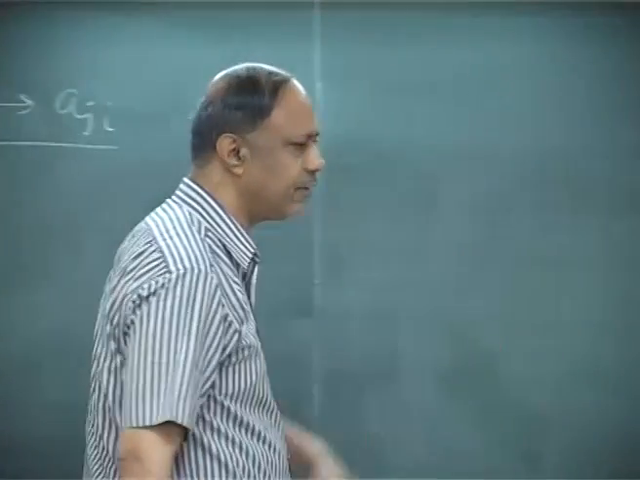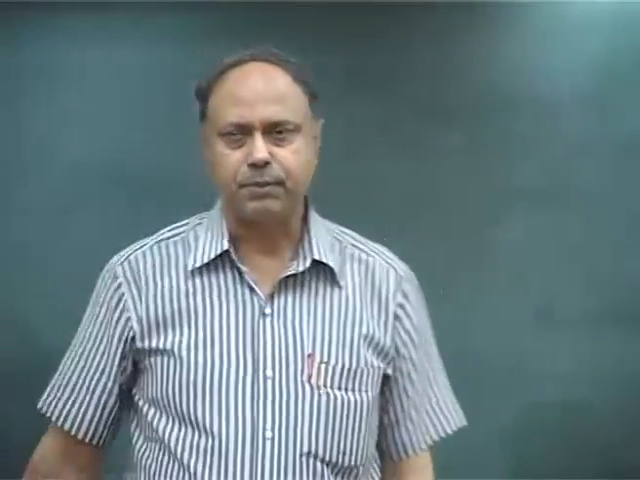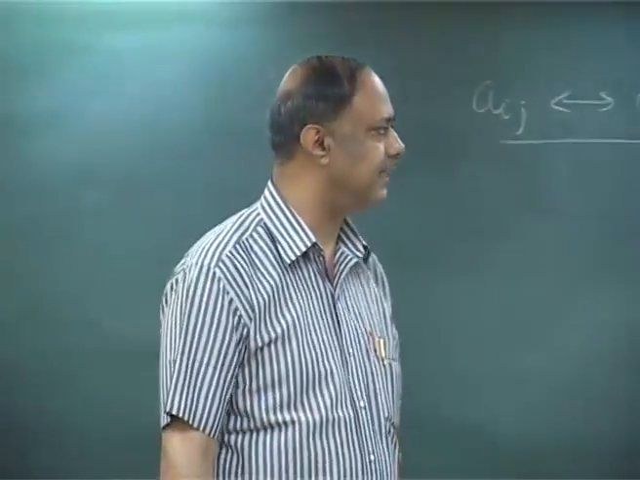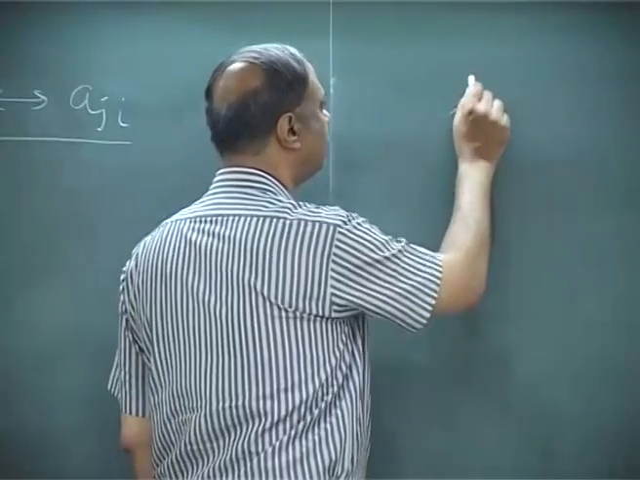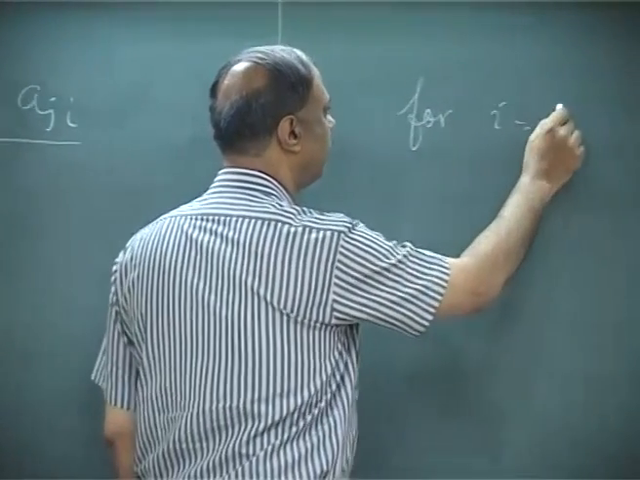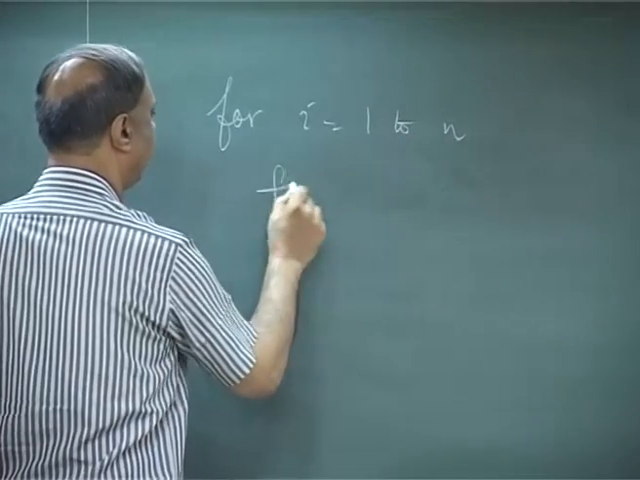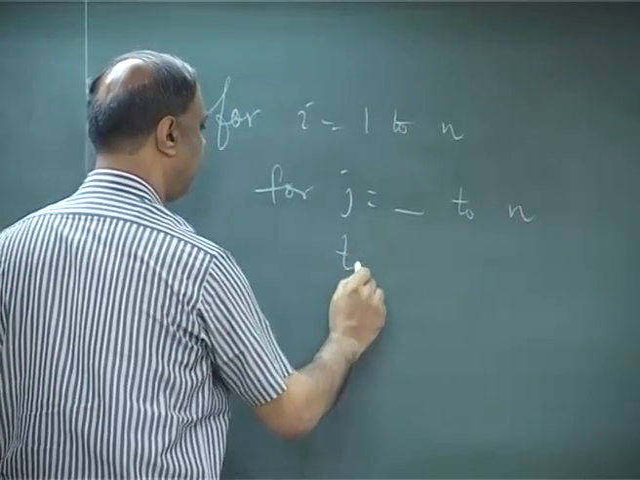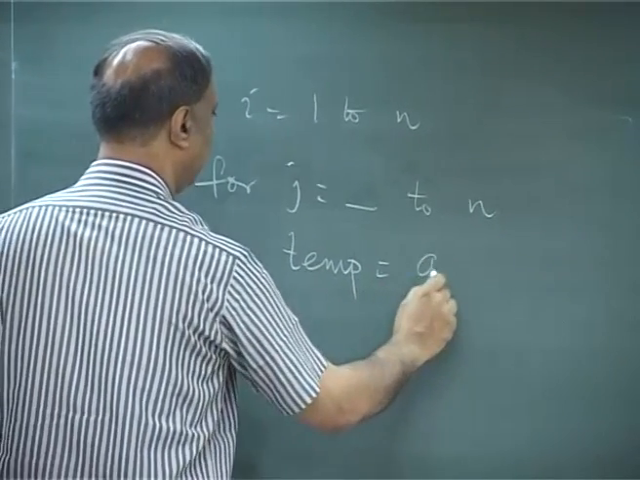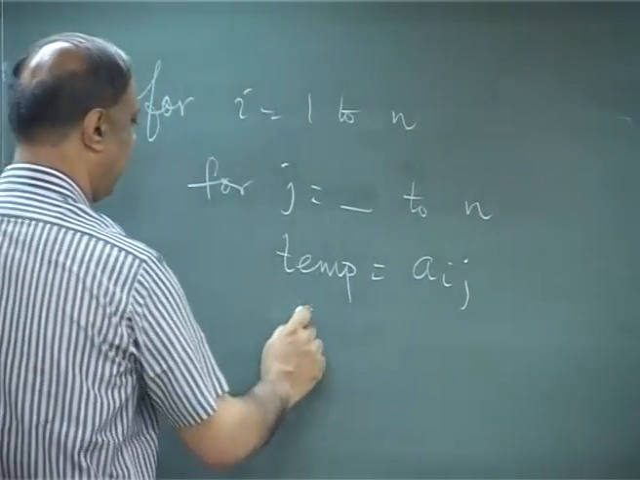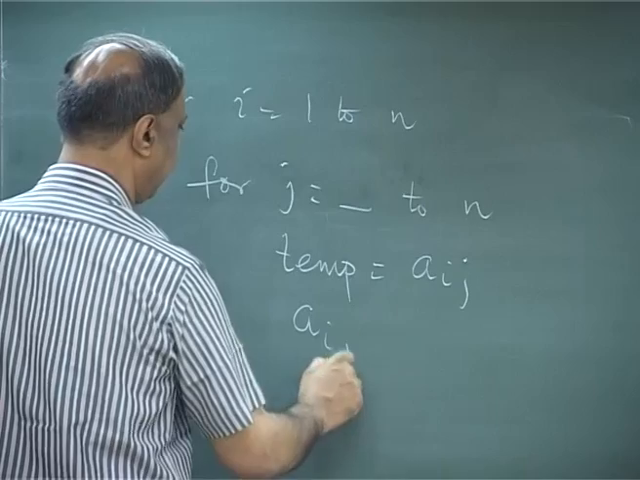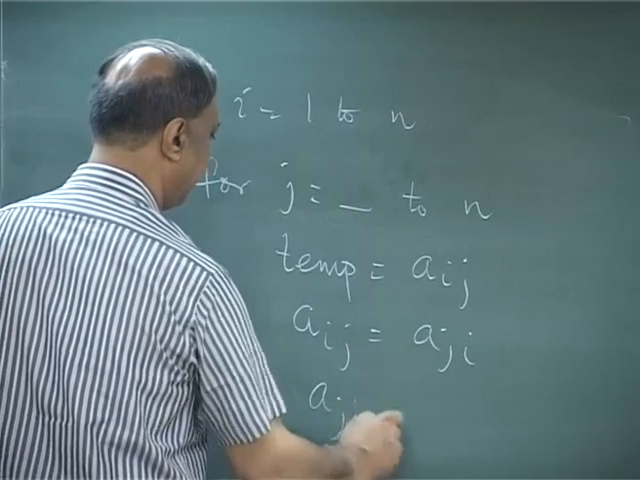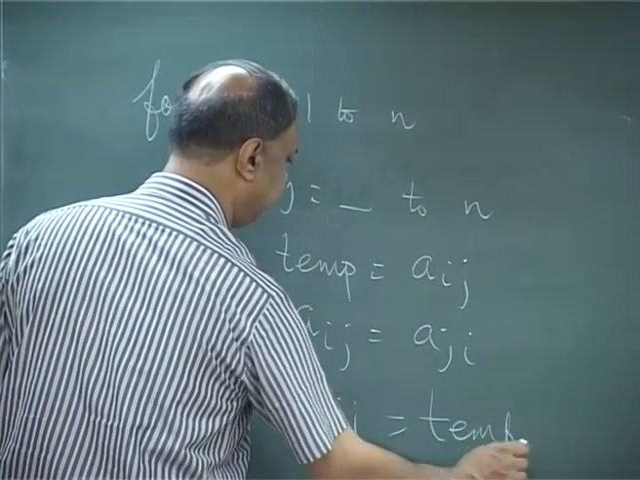But if I tell you the right algorithm for obtaining the transpose of a matrix, you will observe that it is not that easy. Let us try to understand. Can you tell me what I should write? Yes, for i equals 1 to n, then for j equals something, temp equals Aij, Aij equals Aji, and then you will write Aji equals temp. Agree?